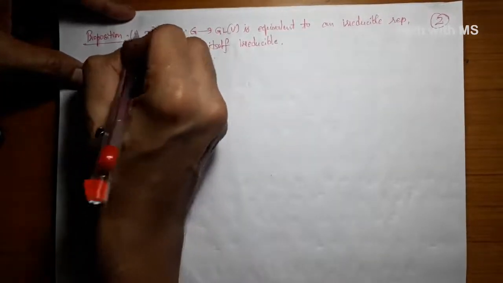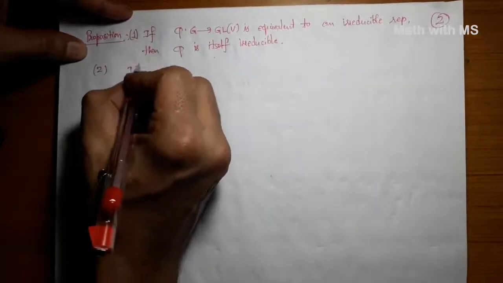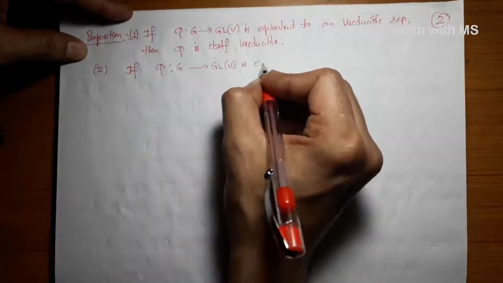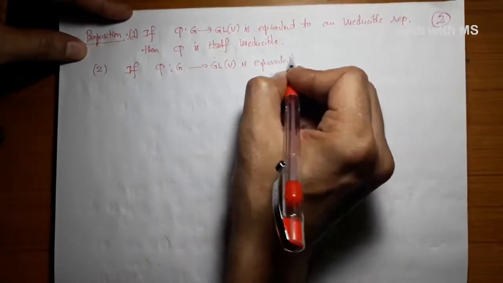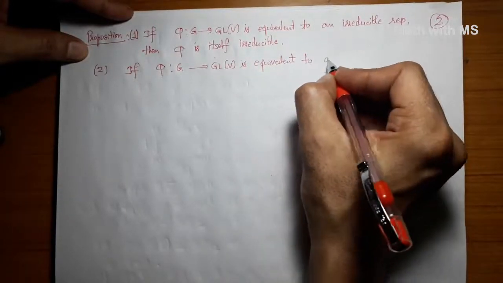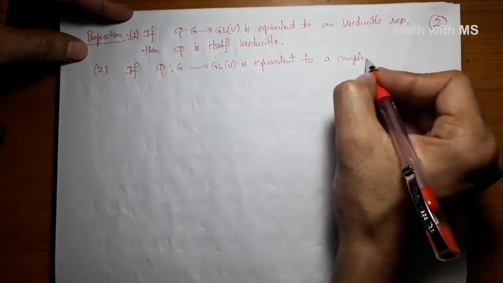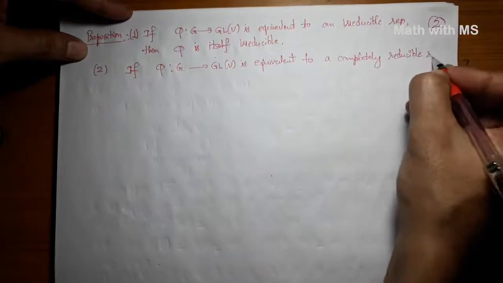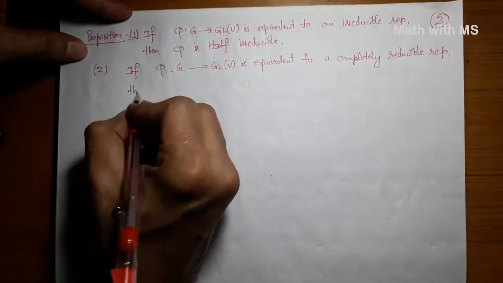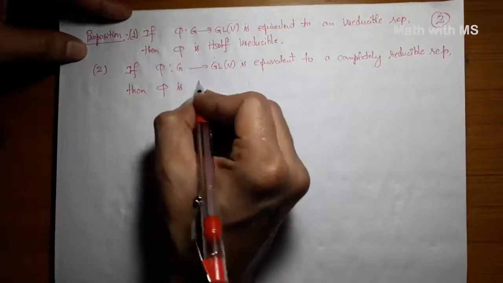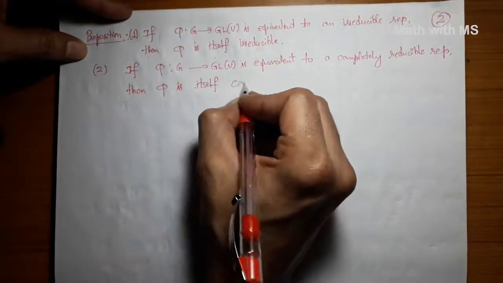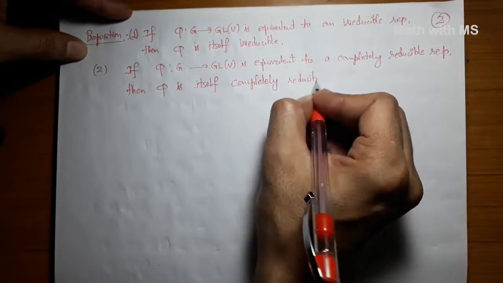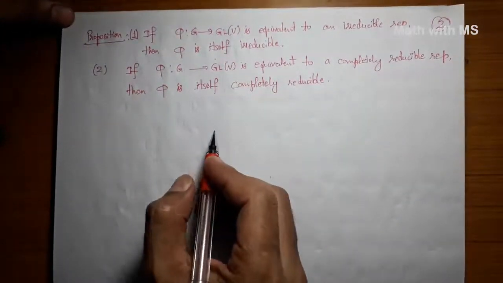Let us call this statement 1, and the second statement is: if phi from G to GL(V) is equivalent to a completely reducible representation, then phi is itself completely reducible. Okay, so the proofs are immediate.